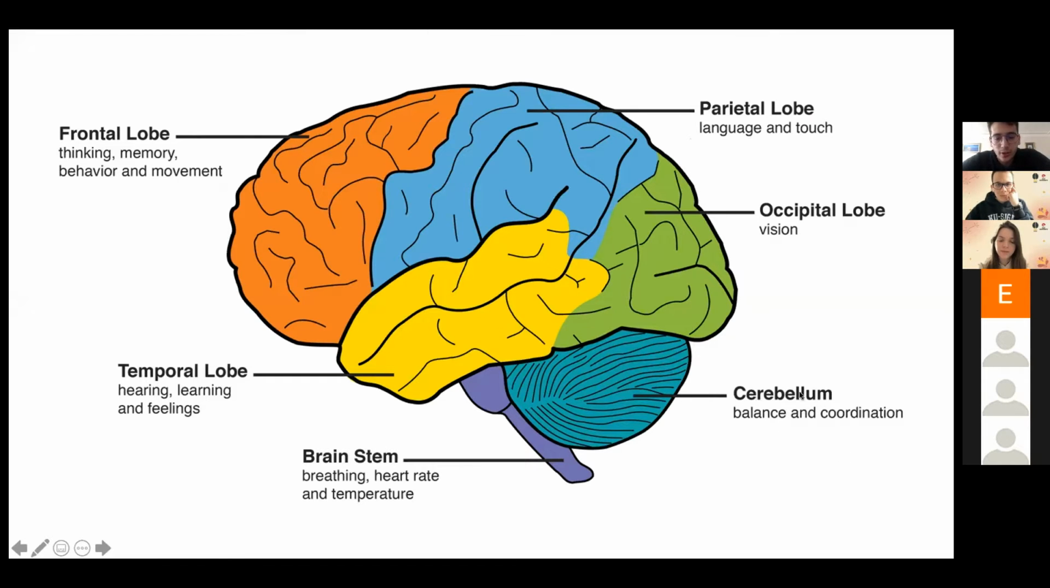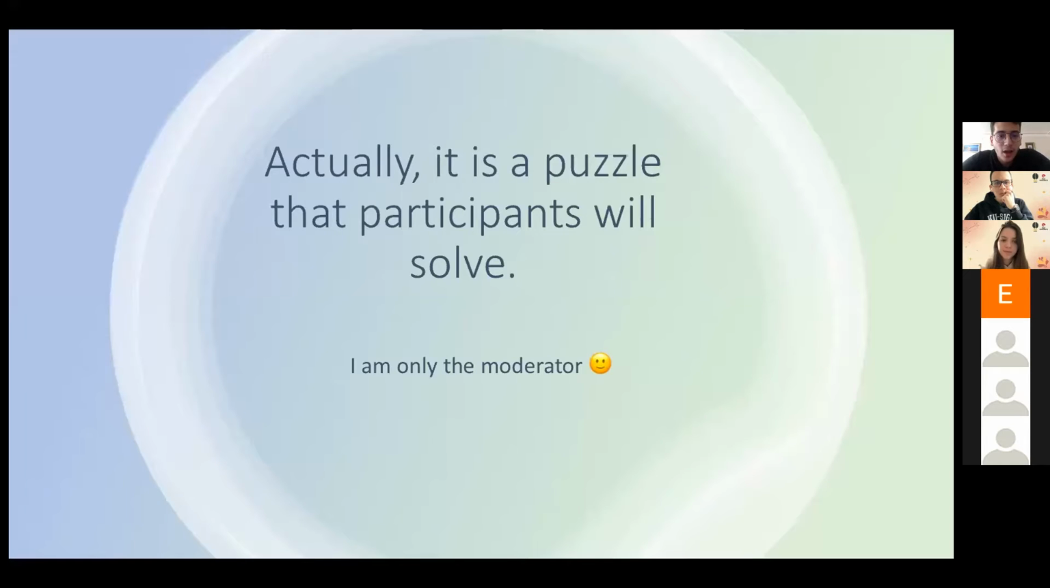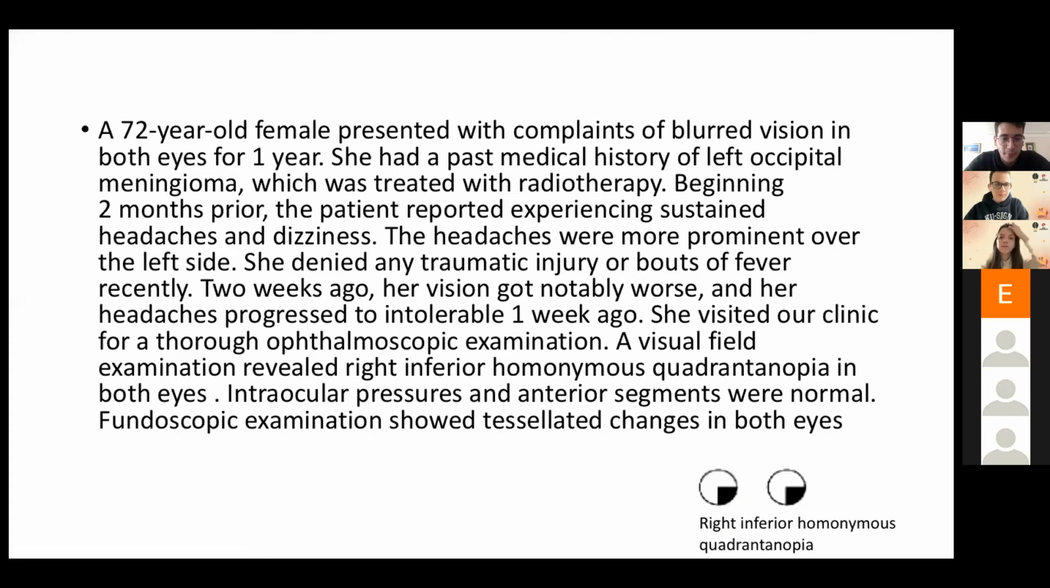The other 2 parts of the brain are not included in this presentation. It's a quick introduction, but we will go through it during the cases. It's a puzzle that you will solve. I'm just a moderator. The more you get involved in the presentation, the more enjoyable it will be. If not, it will finish quickly. So let's begin.